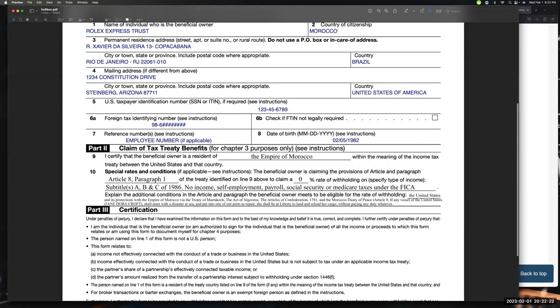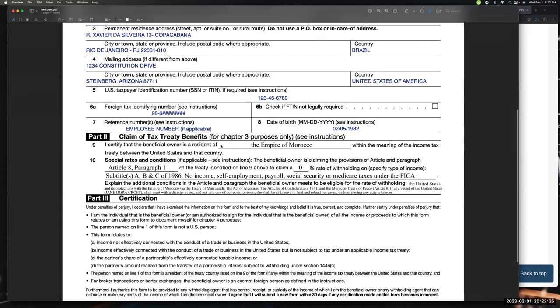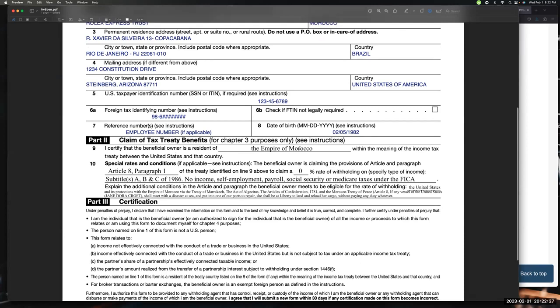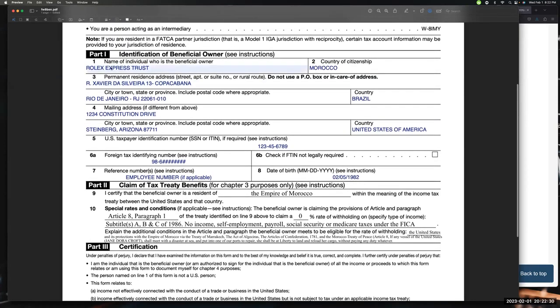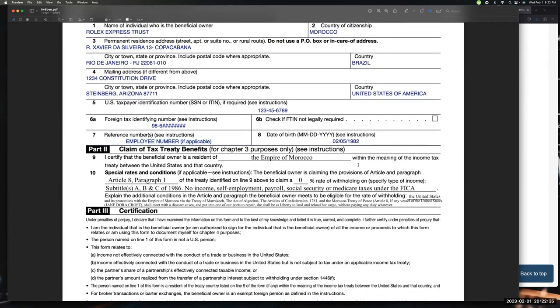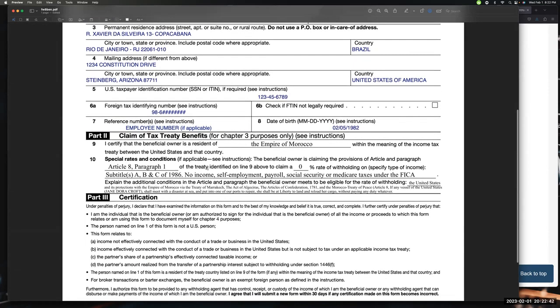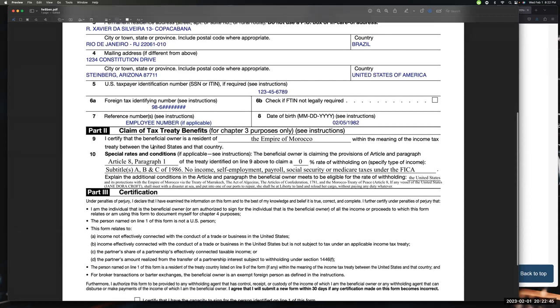I certify that the beneficial owner is a resident of the Empire of Morocco. Okay, the beneficial owner is the trust, not you, the trust. Within the meaning of the income tax treaty between the United States and that country, right? It's between the United States, not the United States of America, the United States. The beneficial owner is claiming the provisions of article and paragraph, and this is what it is. We just went over it.